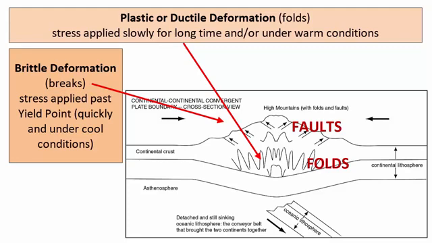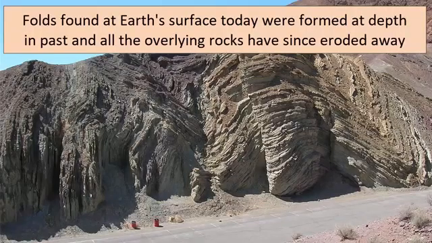Note, if folds happen at depth, but we see those folded rocks at the surface, what does that mean? It means that all the rocks that were above the fold when it was forming have now been eroded away. The land is uplifted, and the older folded rocks are now exposed. We will come back to the topic of mountain building and erosion in later video tutorials.